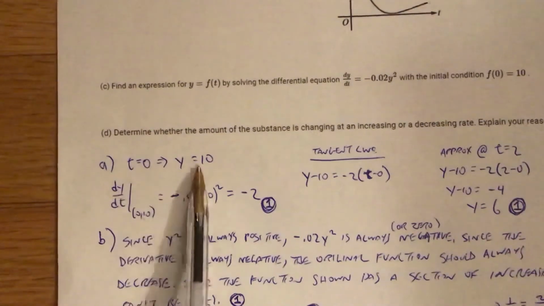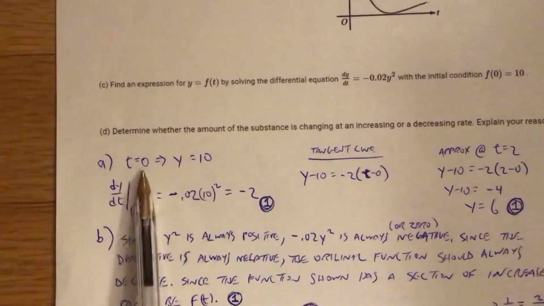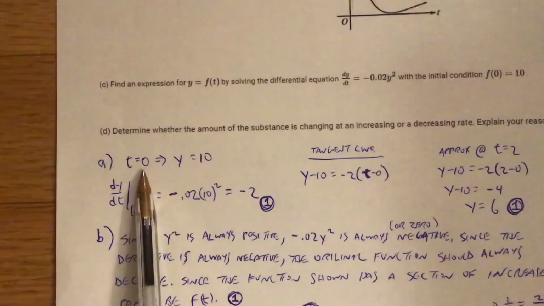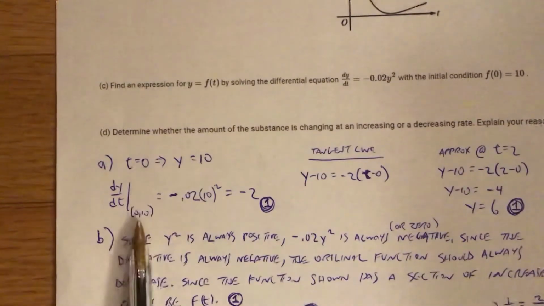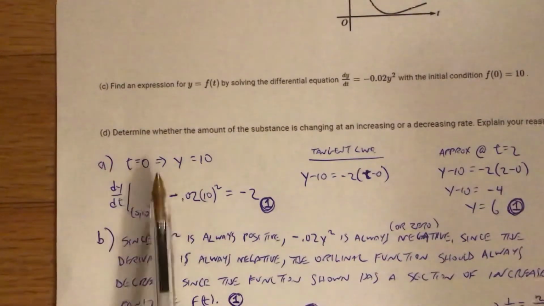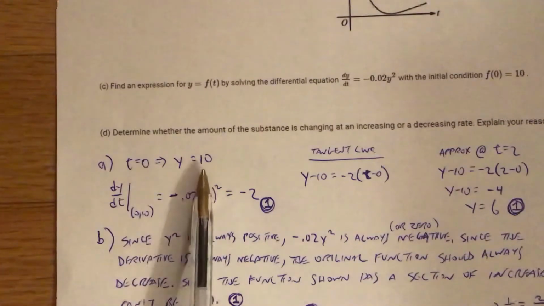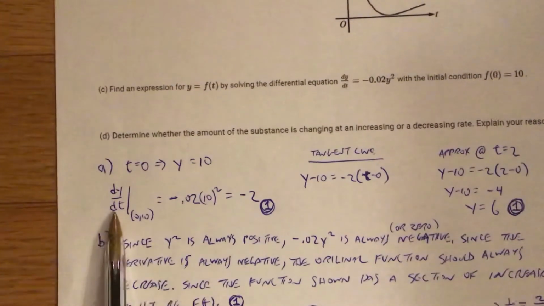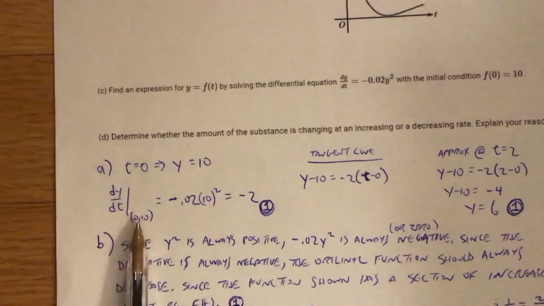So I have the point that my line needs to go through because they told me to put it through t equals 0. Well, the output will be 10, so I'm going through the point (0, 10). Now, in order to find the tangent line, I don't just need the point, I need the slope. The slope can be found by the derivative. So I need the derivative at the point (0, 10).